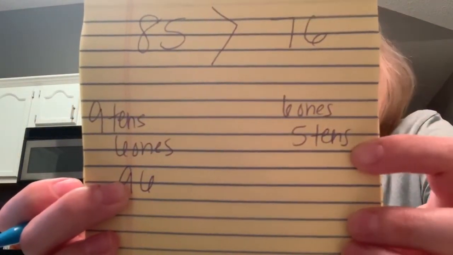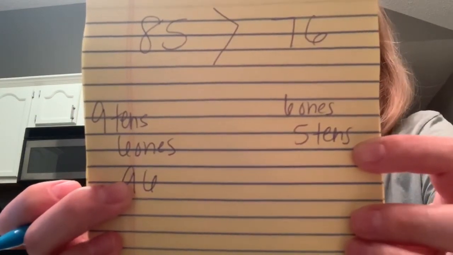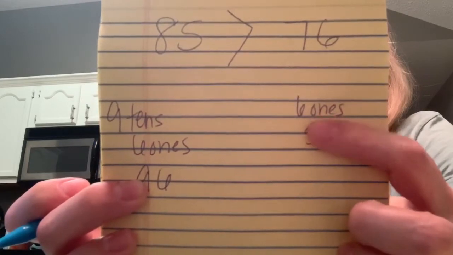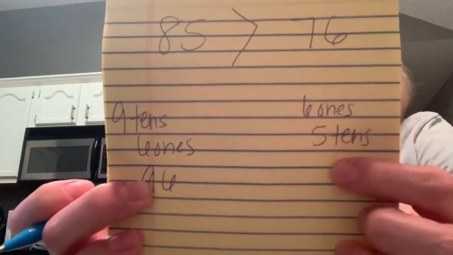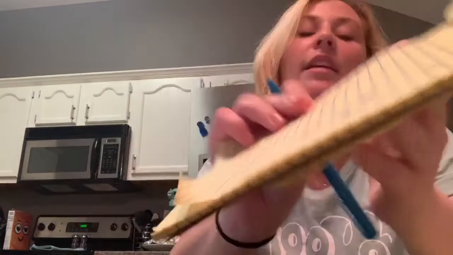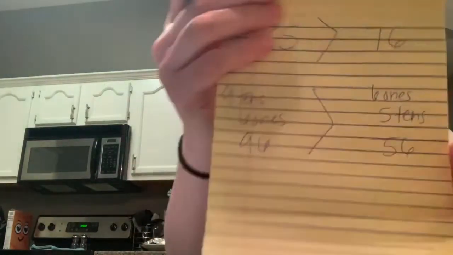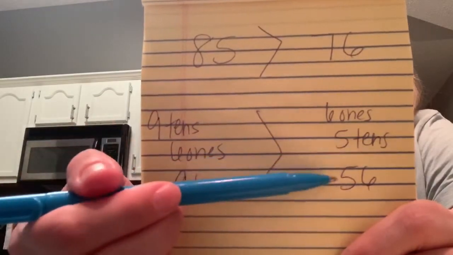6 ones, 5 tens. Be careful. 6 ones, 5 tens. So go backwards. 5 tens, 6 ones. 56. Which one's bigger? 96. Very good. So we would say 96 is greater than 56.